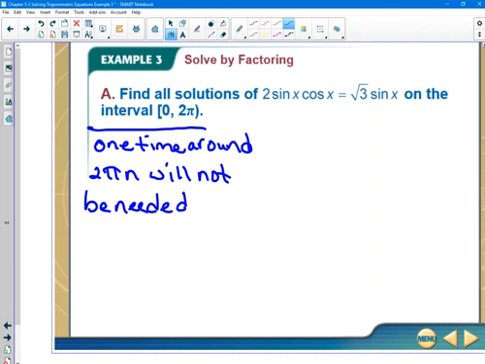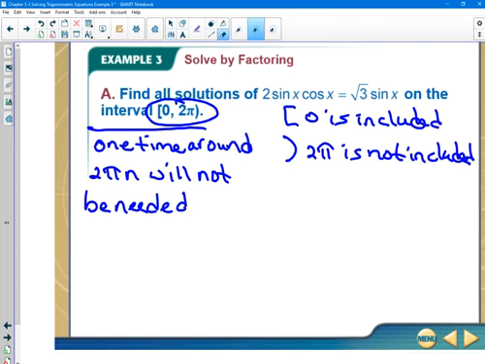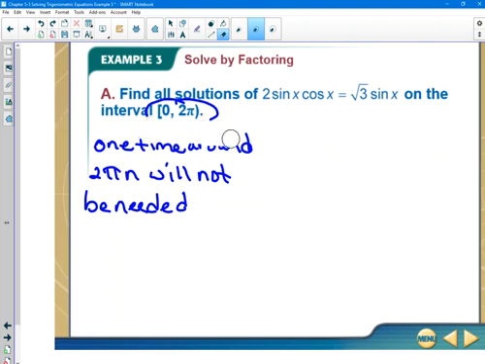Now, to review what this notation is, the bracket means 0 is included. And the parenthesis around the 2 pi means that 2 pi is not included. This is important because then you won't be listing 0 and 2 pi's answers twice because 0 and 2 pi have the same sine and cosine information. So that's why it's important to remember that. So let me erase all of this information so we can start solving this by factoring.